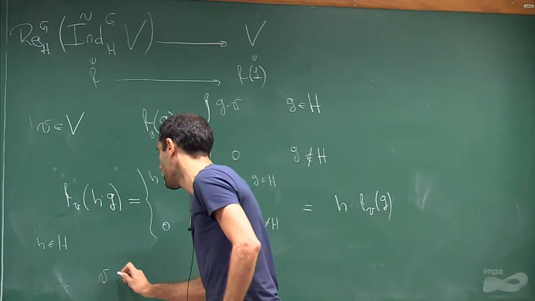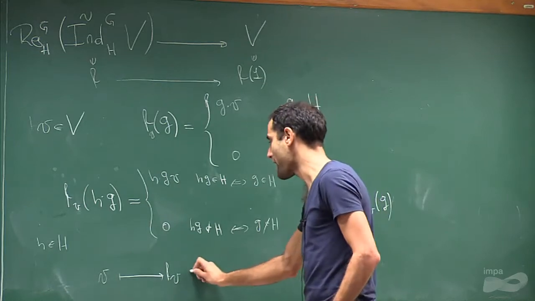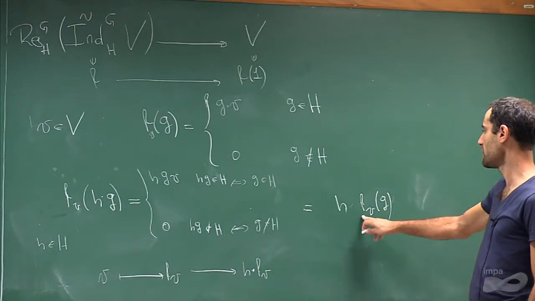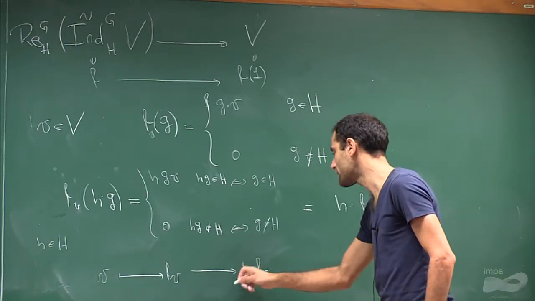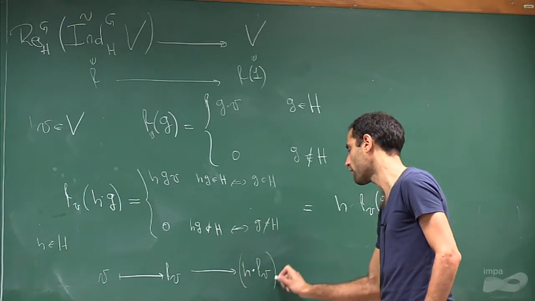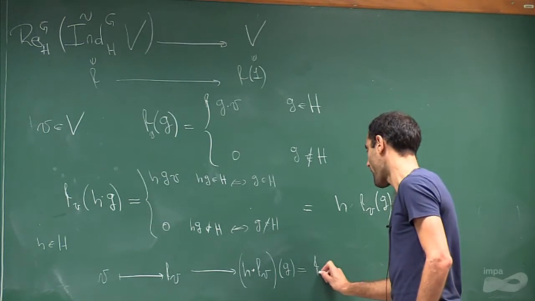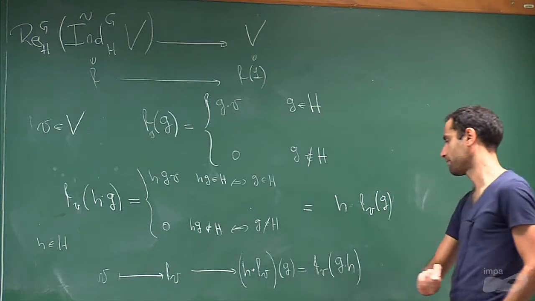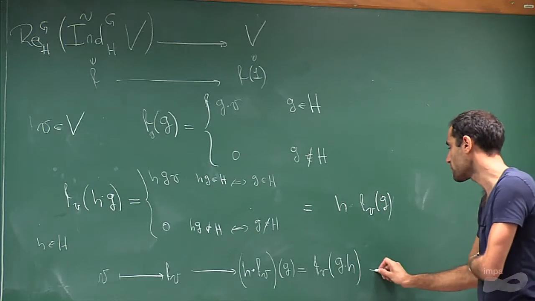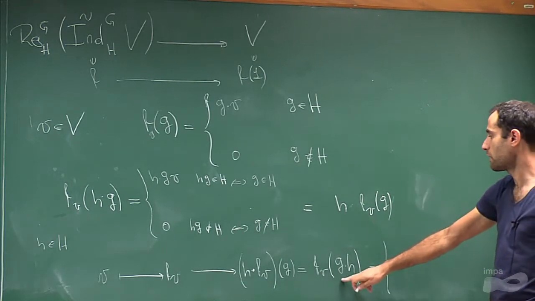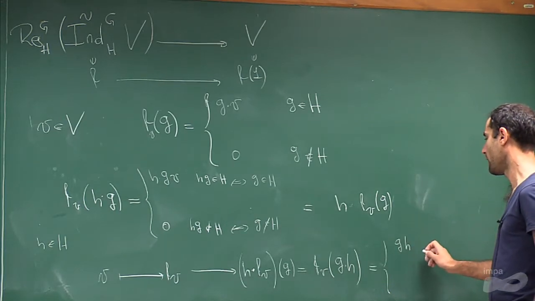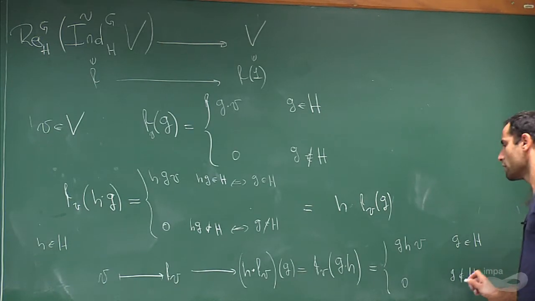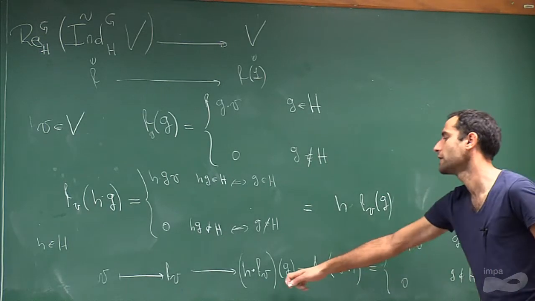If you give me v, you map it to f_v. And now you act by h. Okay? Well, it gives you this function here. So what is this function? By definition, this is the function that evaluated at an element g is equal to f_v of, remember, the action of H was by multiplication on the right, g times h. And now this function here is equal to, well, it's a different picture now. So this is gh acting on v if g is in H, and 0 if g is not in H. So I started with a vector v, I mapped it to f_v, and I acted by h, and I got this function.